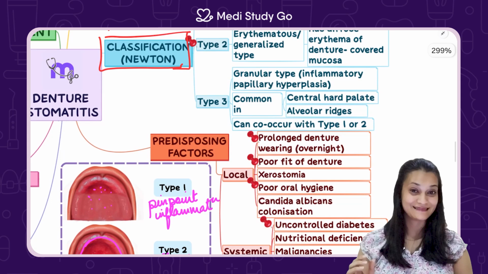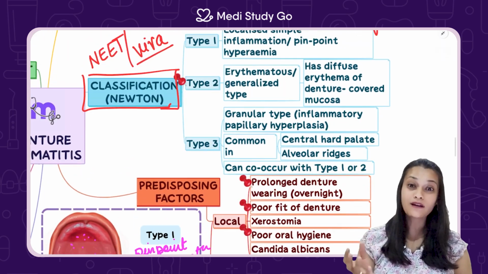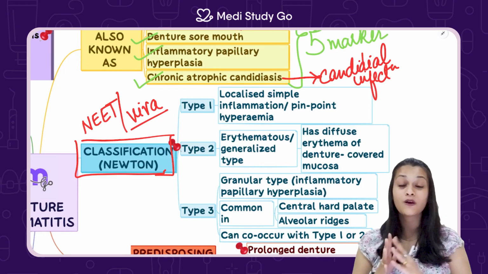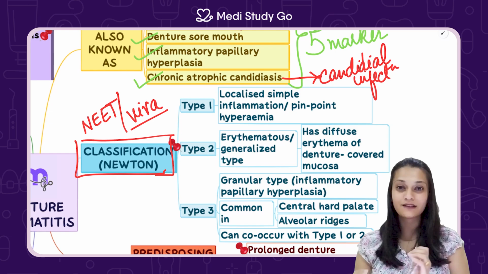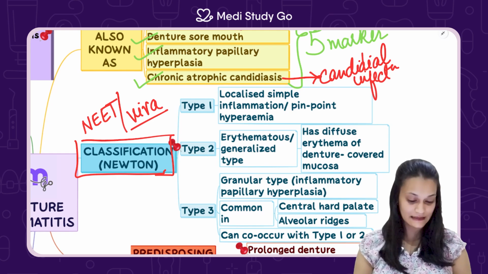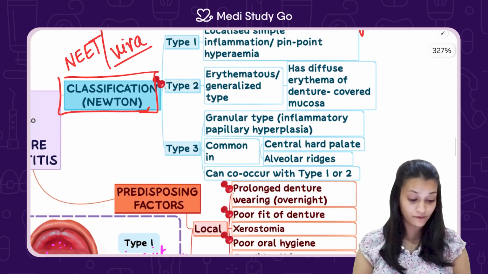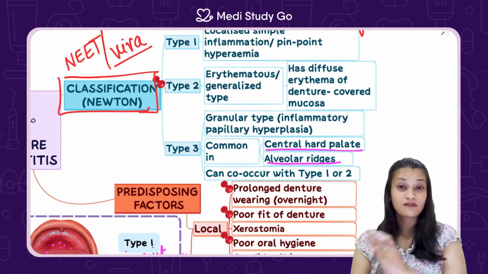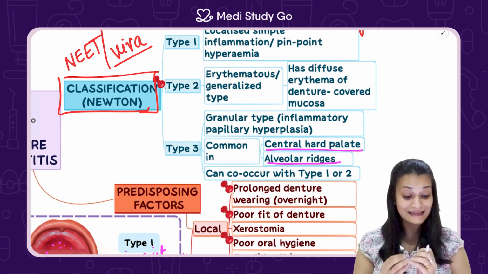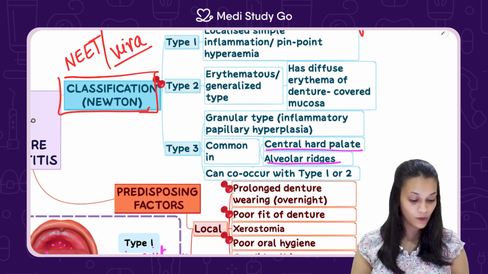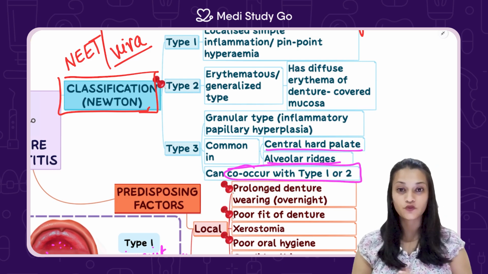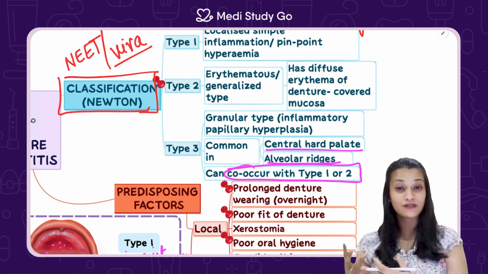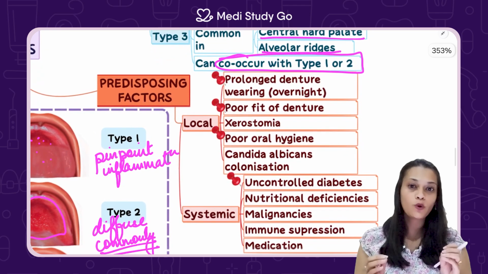So the question that your examiner asks is, what is type 3? So you can say that type 3 is a type of denture stomatitis that is commonly associated with chronic atrophic candidiasis. That is a classical sign. And it is found at alveolar ridges and your hard palate. Now, your fungal infection can coexist with other types as well, and similarly, type 3 can also coexist with your type 1 and type 2. So you can see overgrowth in some areas of the alveolar ridges accompanied with inflamed areas at other places.